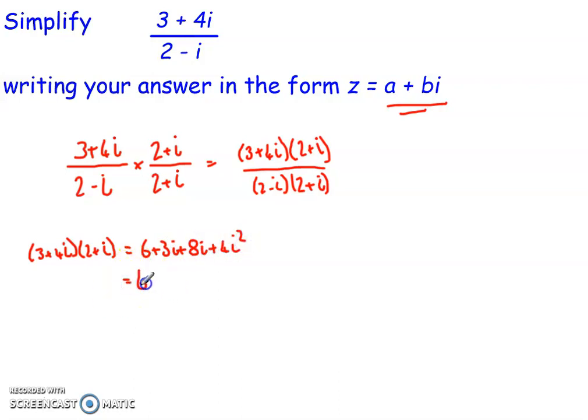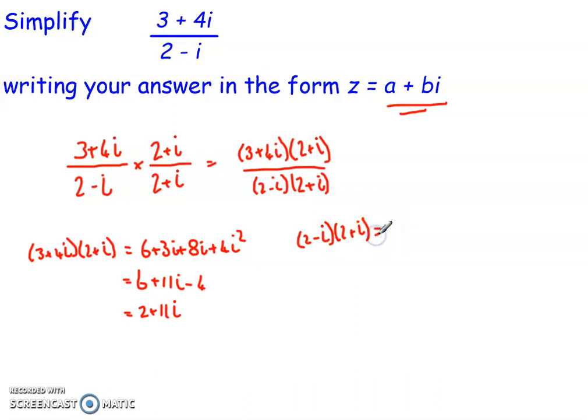So that would then give me 6. I've got 3i plus 8i, which is 11i, and then I've got 4i squared. i squared is negative 1, so I've got minus 4. So my numerator would become 2 + 11i. My denominator, I've got (2 - i)(2 + i). So again, I multiply it out.